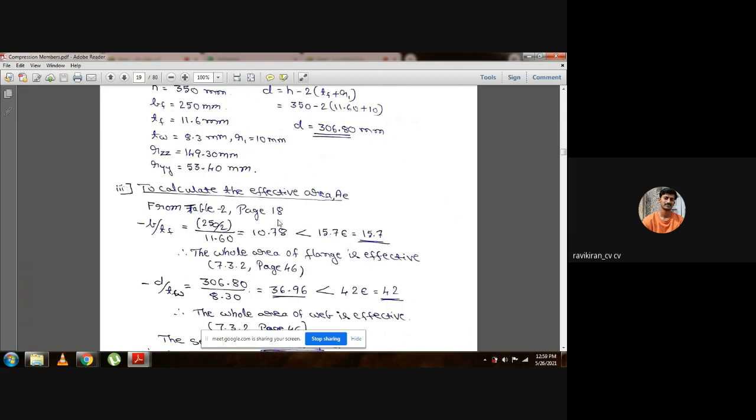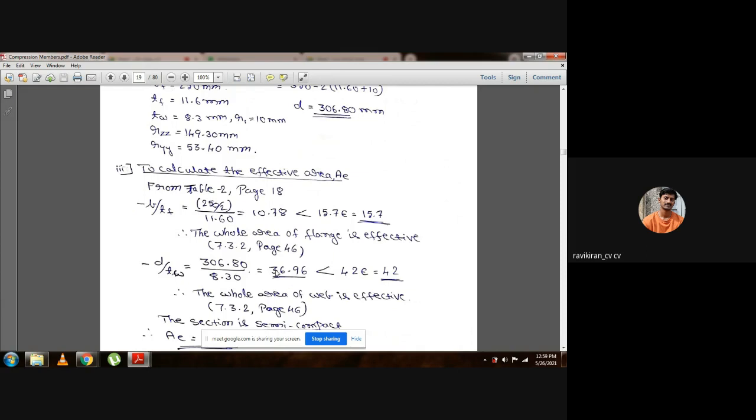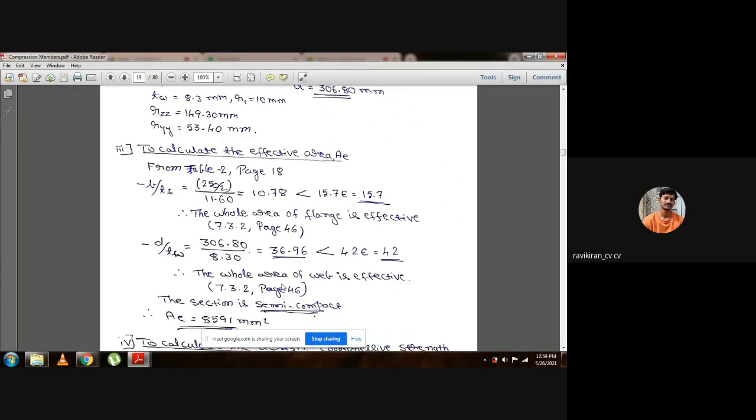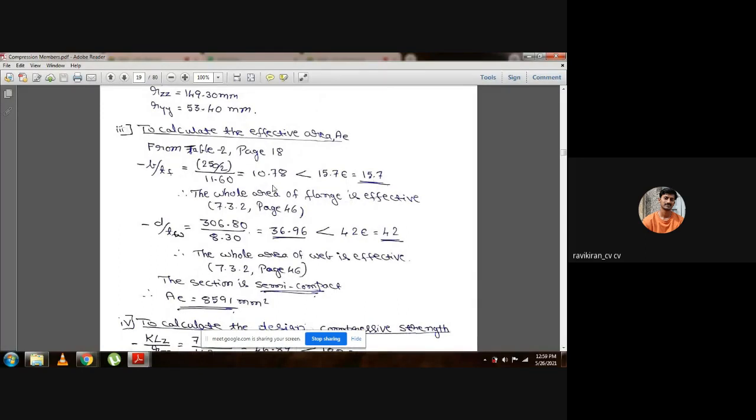From table 2, page 18, we should select what type of section it is, whether it is a compact section or semi-compact section. So now, breadth to thickness of the flange. What you should consider for the breadth is half of the breadth of the flange. So thickness of flange is 11.6, will give us 10.78 value, which is less than 15.7 epsilon. Epsilon will be square root of 250 divided by Fy. So Fy will be 250, so that will become 1.